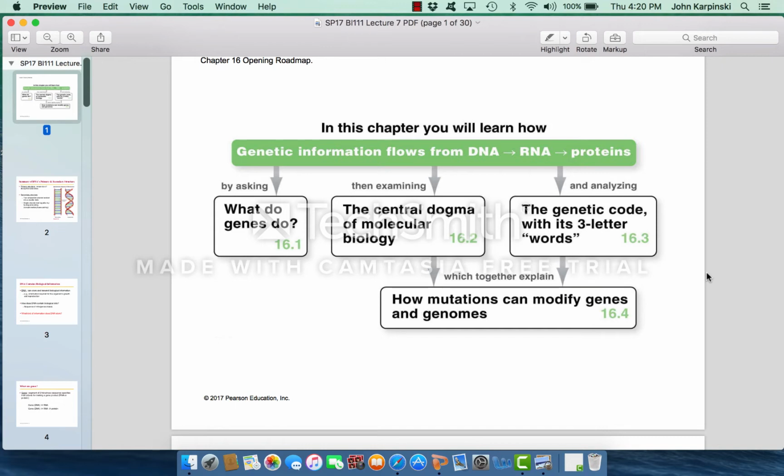Today we're going to be talking about chapter 16, which, as I said in lecture last time, is the first chapter in unit number 2. So again, this chapter will not be on the exam next Thursday.